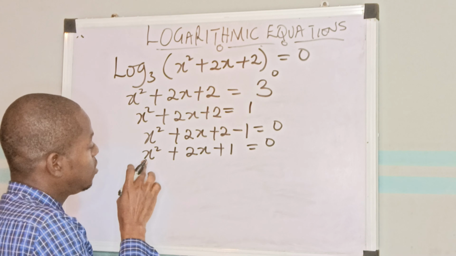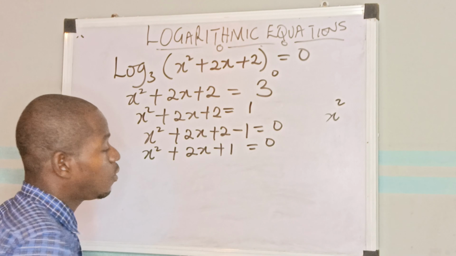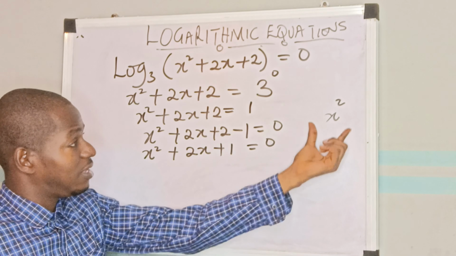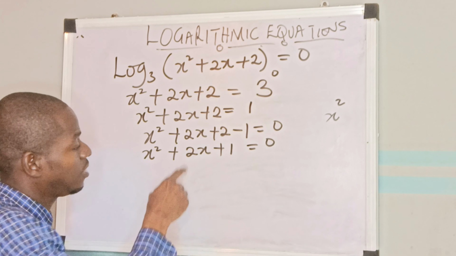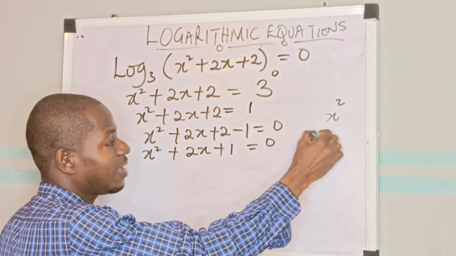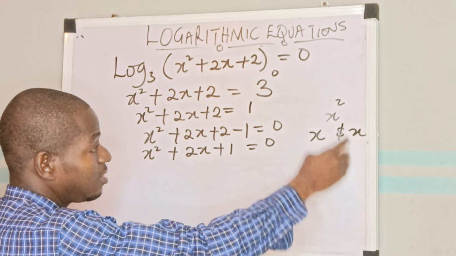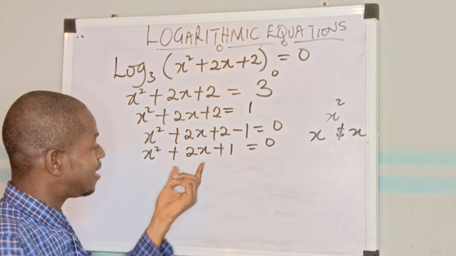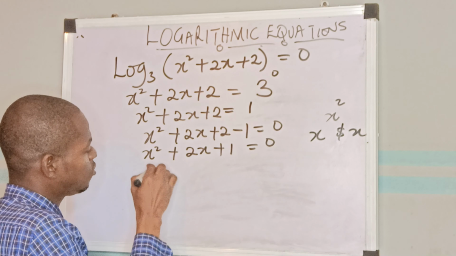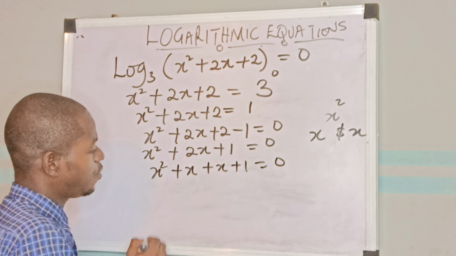Now, again, we multiply the first and the last term. x squared times 1, that's x squared. Now we look for two factors that when I multiply them, I will get x squared, and when I add them, I will get 2x. What is in the middle here? So the two factors are x and x. That's plus x and plus x. When you multiply them, you get plus x squared, and when I add them, I get plus 2x. Now I replace this plus 2x by x and x. So this becomes x squared plus x plus x plus 1 equals 0.